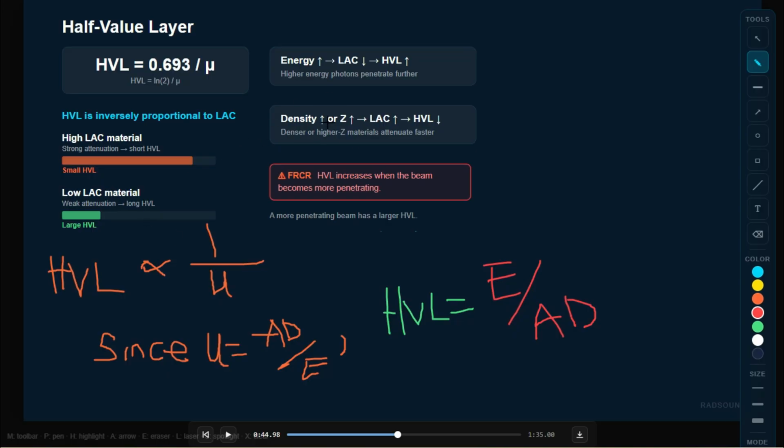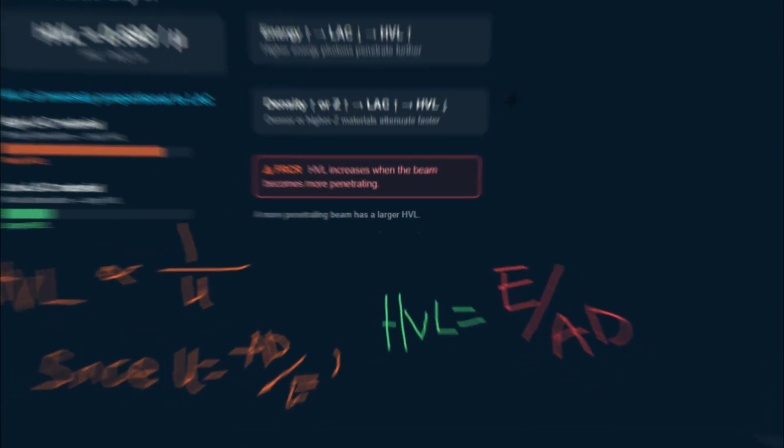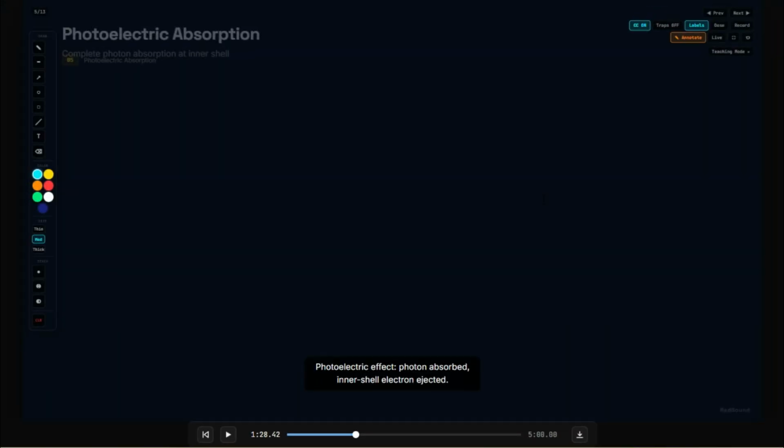So an increase in density or atomic number will increase the linear attenuation coefficient, and at the same time decrease the half value layer. Dense or high atomic number materials attenuate faster and allow only a small amount to pass through. So this will lead to an increased linear attenuation coefficient while decreasing the half value layer. Study the concept of linear attenuation coefficient, mass attenuation coefficient, and half value layer.